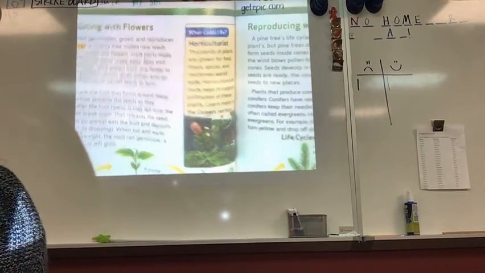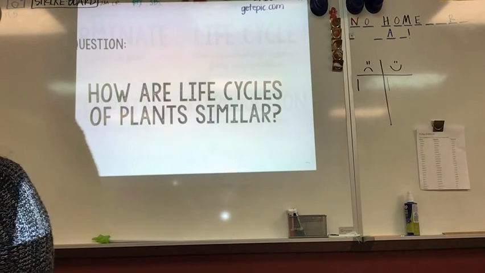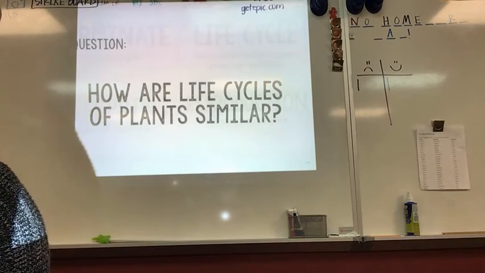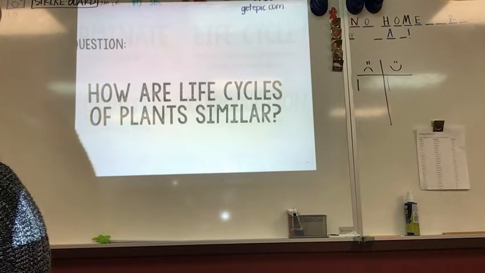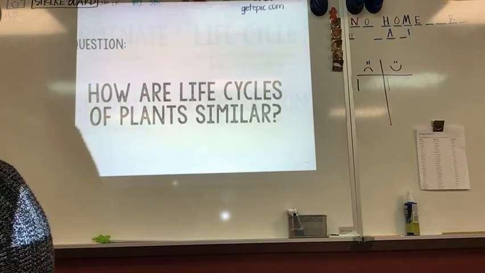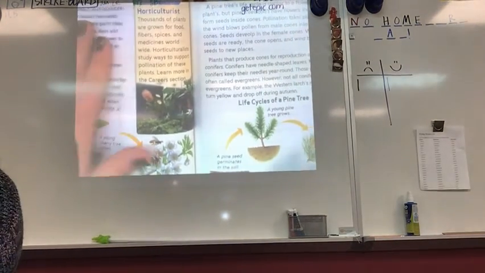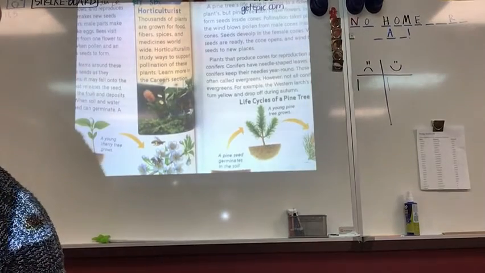Remember that big question we had is, how are life cycles of plants similar? Not all plants are the same, but they are similar because they're classified as plants, which means that their life cycles are going to have some similar things. These are two different ways that plants can cycle, with flowers and with cones. So you're going to read 56 and 57.